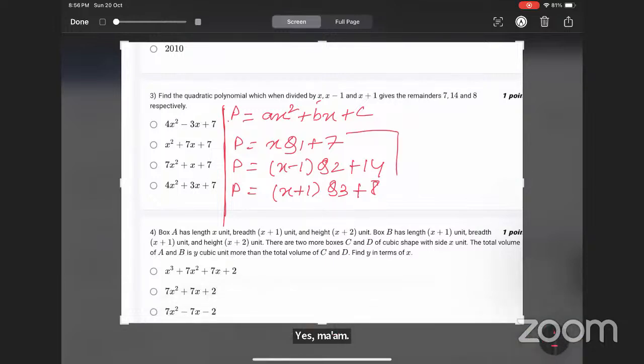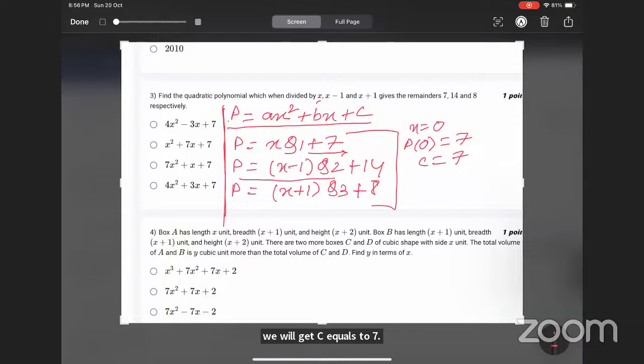So these three equations are true for any x, right? So we can put x equals 0 here. Then we will get P of 0 equals 7, right? And if we put P of 0, we will get C equals 7. This is our first step.